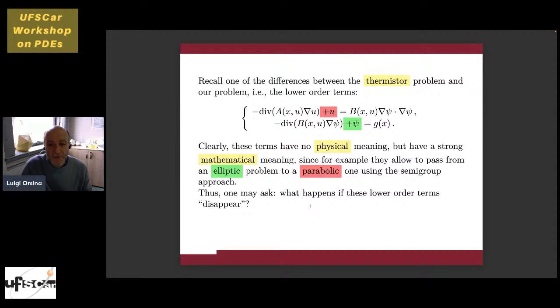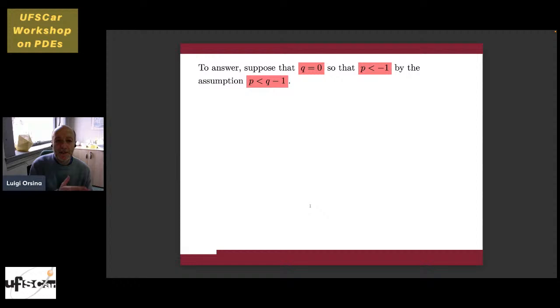But what happens if they are not here? Are we able, under some assumption, to prove something meaningful on the same problem? Well, one of the examples is q equals zero and p smaller than minus one, because recall that p is smaller than q minus one.